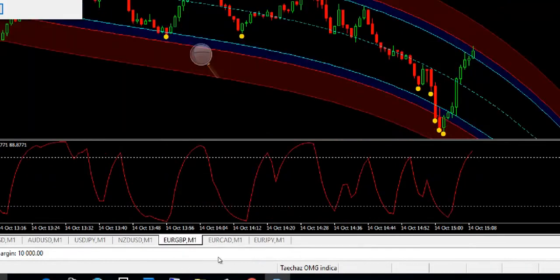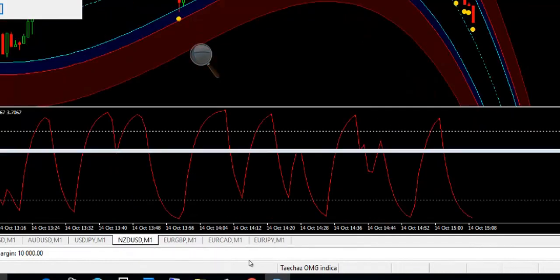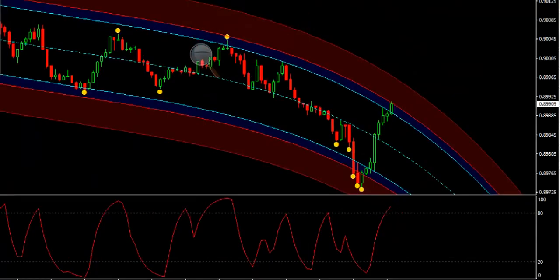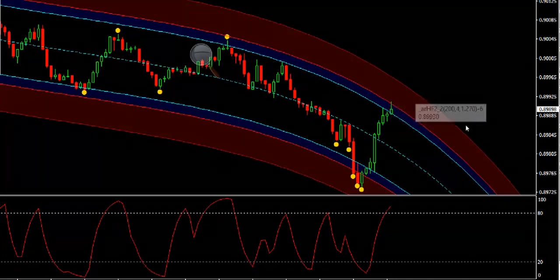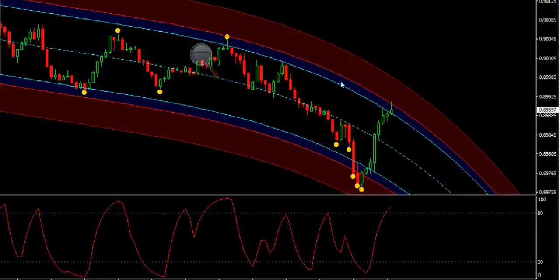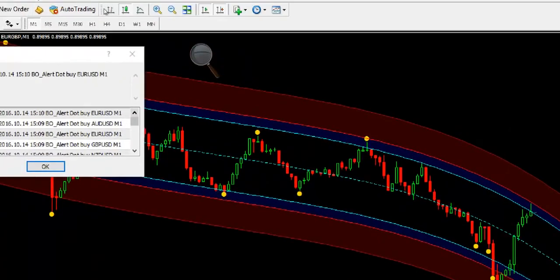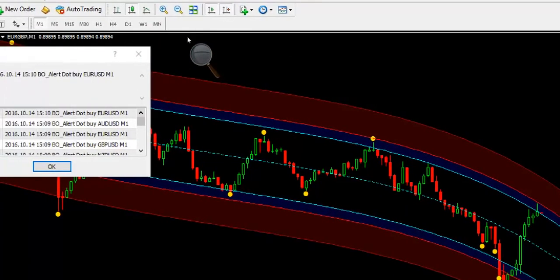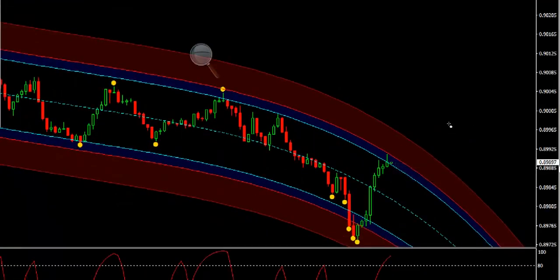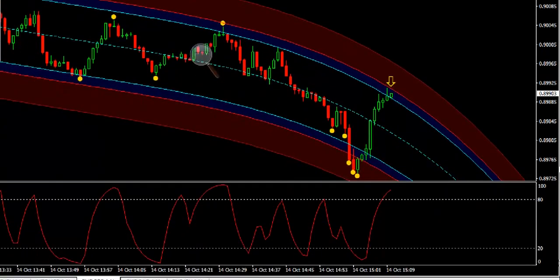I wanted to show you something. So this is a possible trade, guys. As you can see, it's going in the red zone, this red channel, the one on top. So here I'll be waiting to place a put. Once I get the signal, I'll place a put.